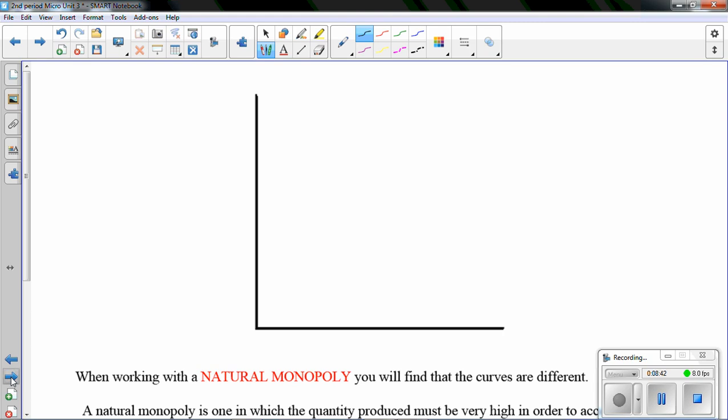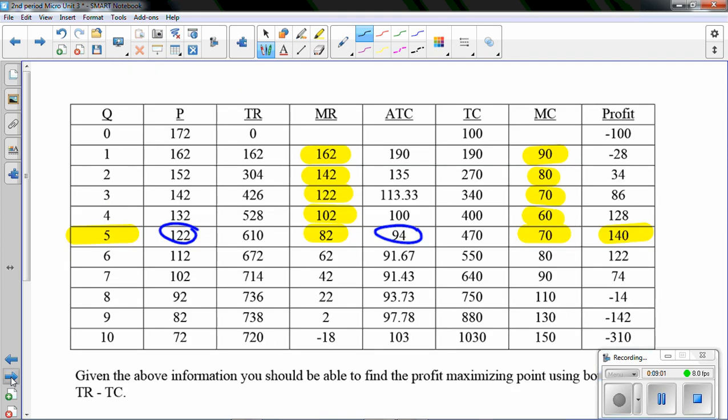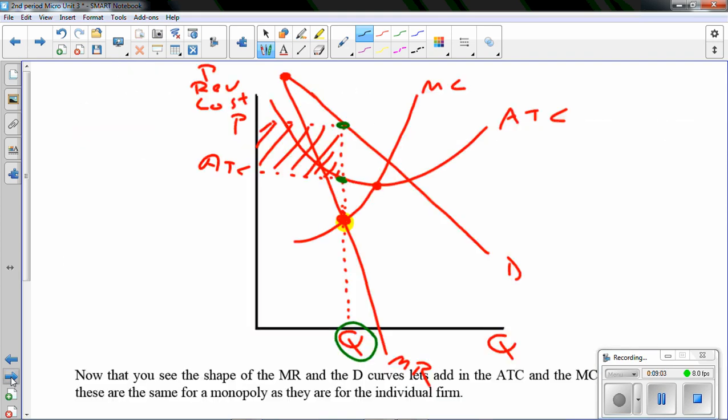If this were what we call a natural monopoly, I mentioned this yesterday, a natural monopoly is a monopoly where only one firm can exist, because their costs are so high. So if I were to take this monopoly, right, let me find a nice cleaner one. How about this one here?